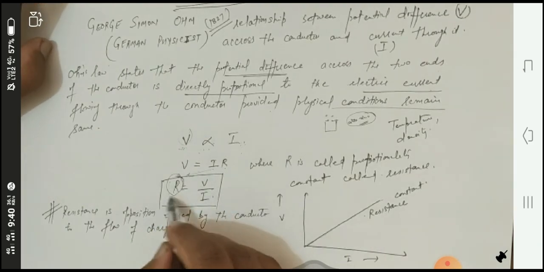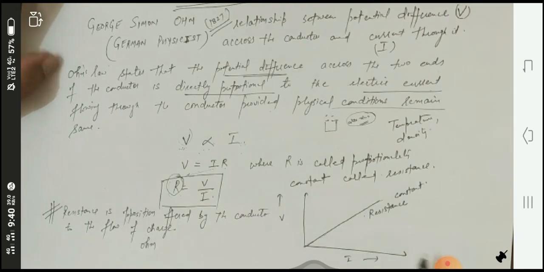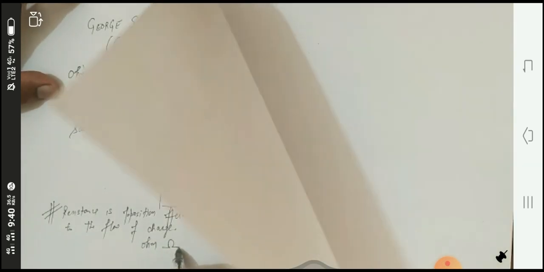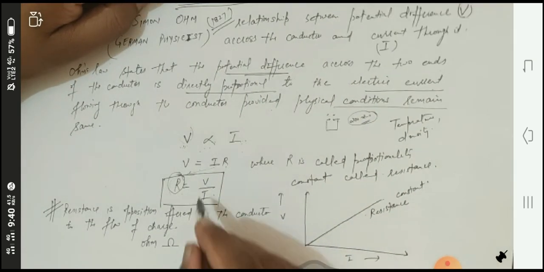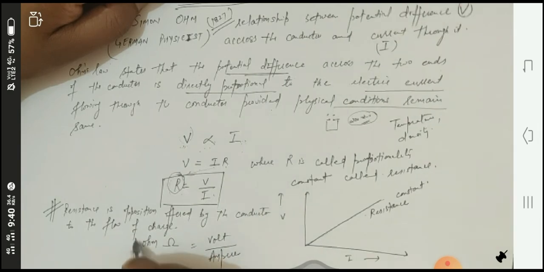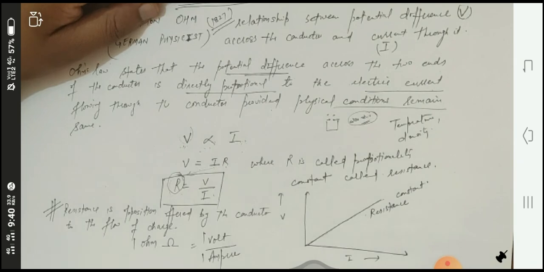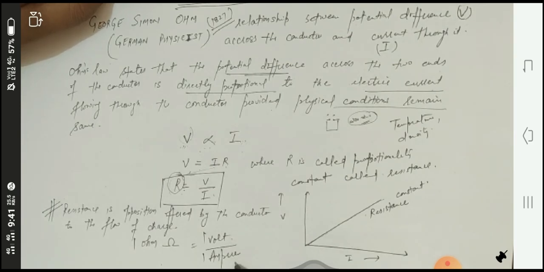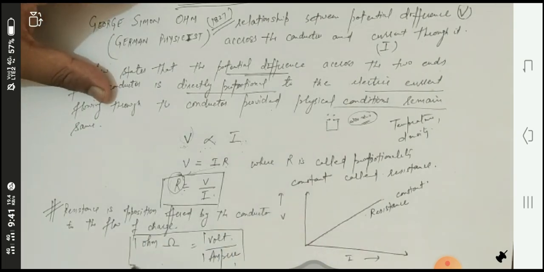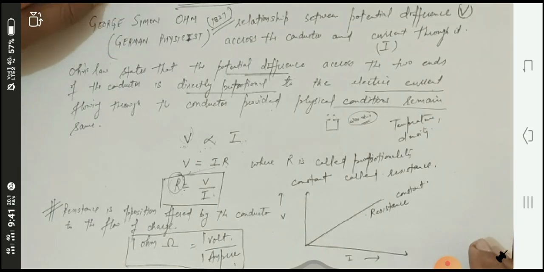Right? The SI unit of resistance is ohm. Fine. Denoted by the symbol omega. So for potential difference, the SI unit is volt, and for current it is ampere. How to define the unit of resistance? The resistance is said to be 1 ohm if the potential difference across the two ends of the conductor is 1 volt and the current through it is 1 amp. Fine. This is how we can define the unit of resistance. Clear? Is that clear, everyone?